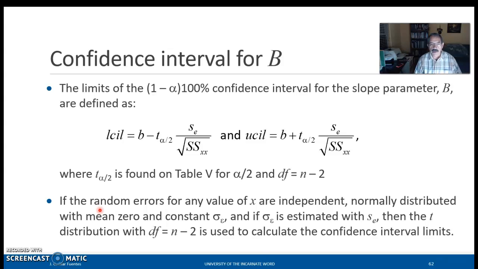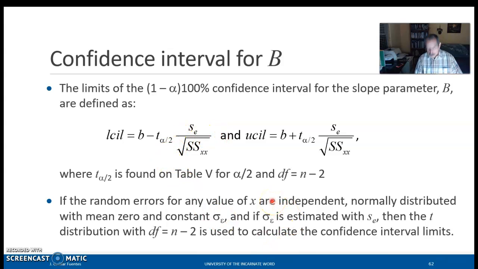Now, we're using the t distribution because the random errors for any value of x are independent, normally distributed with mean 0 and constant variance. And this constant variance is estimated with the standard deviation of the residuals. So the t distribution with n-2 degrees of freedom can be used for calculating the confidence interval limits. Again, whenever we want to calculate confidence interval limits, we need to justify the use of the distribution.